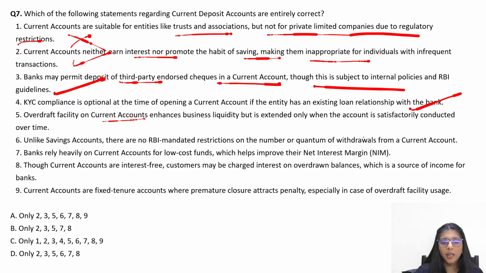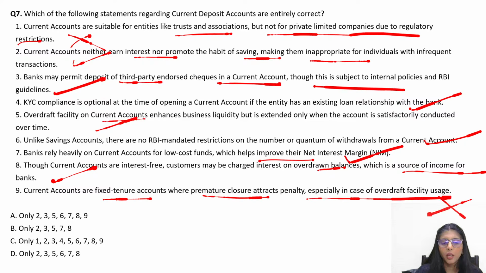Yes, correct. Overdraft facility on a current account enhances business liquidity but is extended only when the account is satisfactorily conducted over time. Yes. Unlike a savings account, there are no RBI mandated restrictions on the number or quantum of withdrawals from a current account. Yes, correct. Banks rely heavily on current accounts for low-cost funds, which helps improve their net interest margins. Correct. Though current accounts are interest free, customers may be charged interest on overdrawn balance, which is a source of income for the banks. It's correct. Current accounts are fixed tenure accounts where premature closure attracts a penalty, especially in case of overdraft facility usage. It's incorrect.